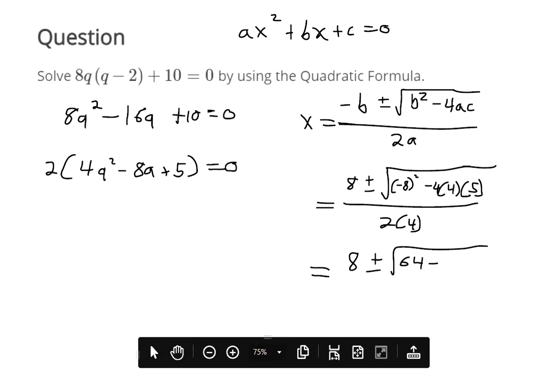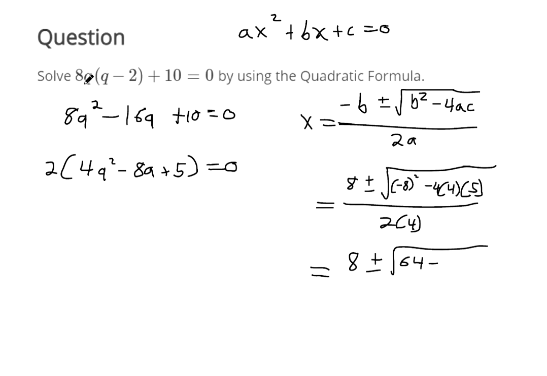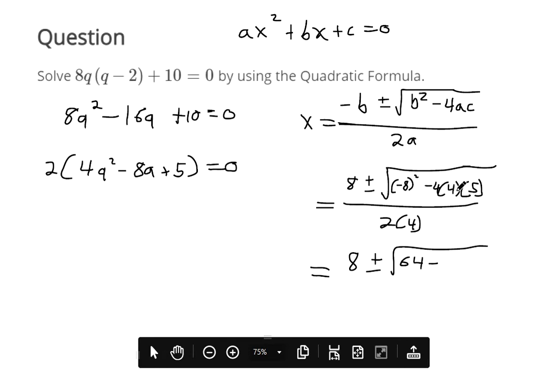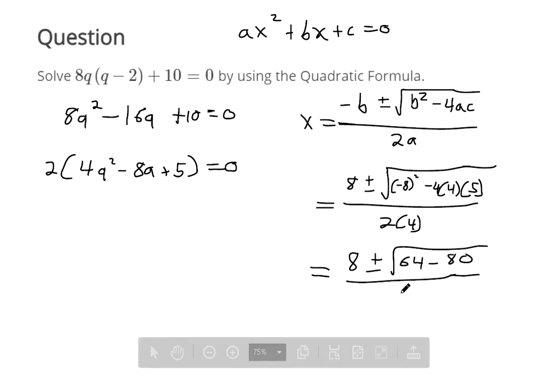Uh-oh. Did I do everything right? Because this is going to give us something imaginary. Maybe that's what it's asking to do. 8q times q squared minus 16q plus 10. That's fine. Factor out the 2. Yeah, I guess we're going to have imaginary numbers. So I'll show you what that is here in just a second. I did 4 times 4 times 5, that makes 80. And then 2 times 4 in the bottom makes 8.